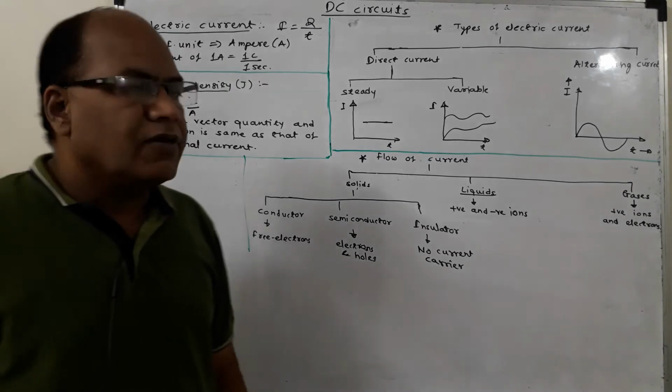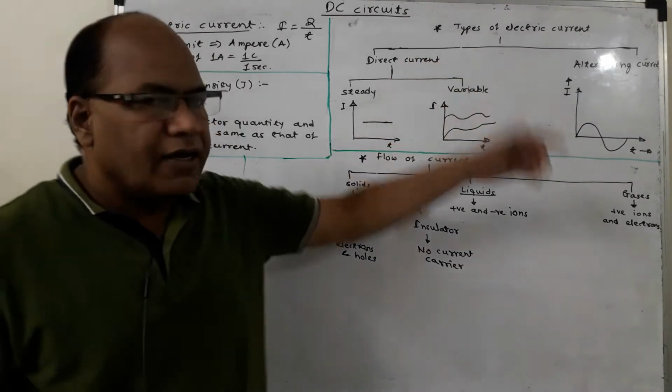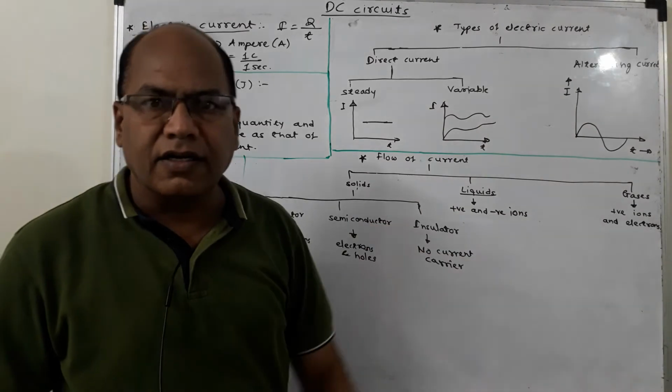Now different types of electric current. Current can be classified into two types. One is called direct current, second is called alternating current.